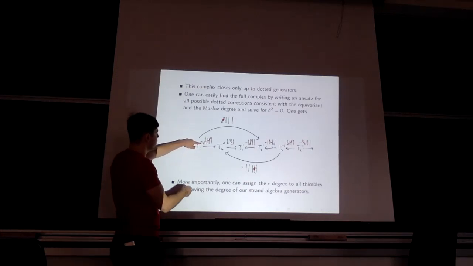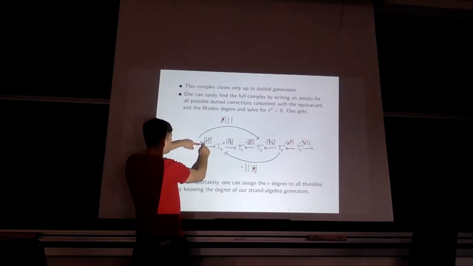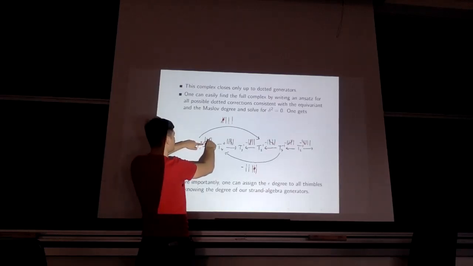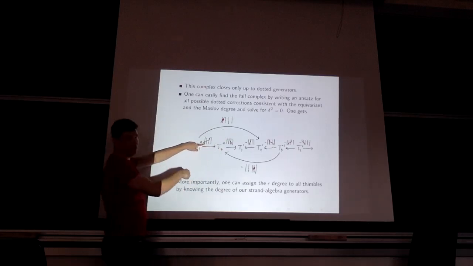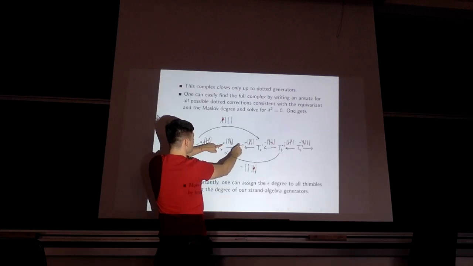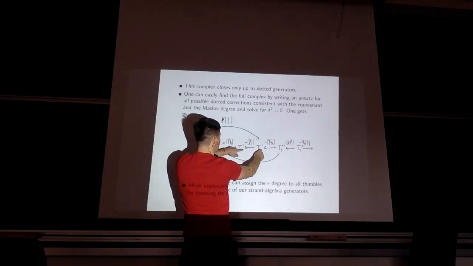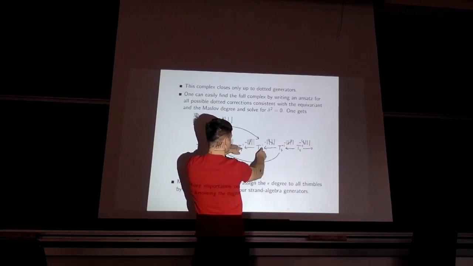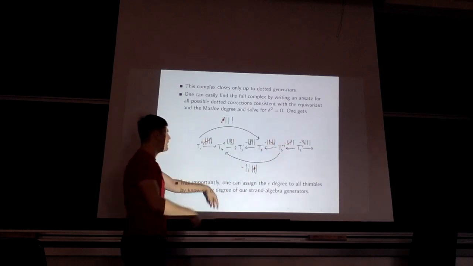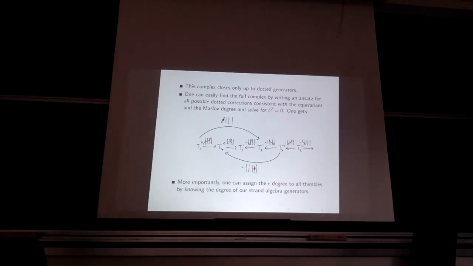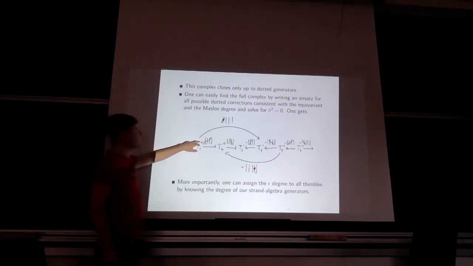We start with degree zero here. We go to the next guy. But if you remember the assignment of the degrees from the previous slides, the strand algebra elements going to the right had all degree zero. So the degree here is zero as well. The degree here is one because we are going one step to the left. Here we are going to the right, so the degree of these guys is going to be the same, and so on. And you can just assign very easily the degree of all the t's. Zero, one. So this is the equivariant degree.